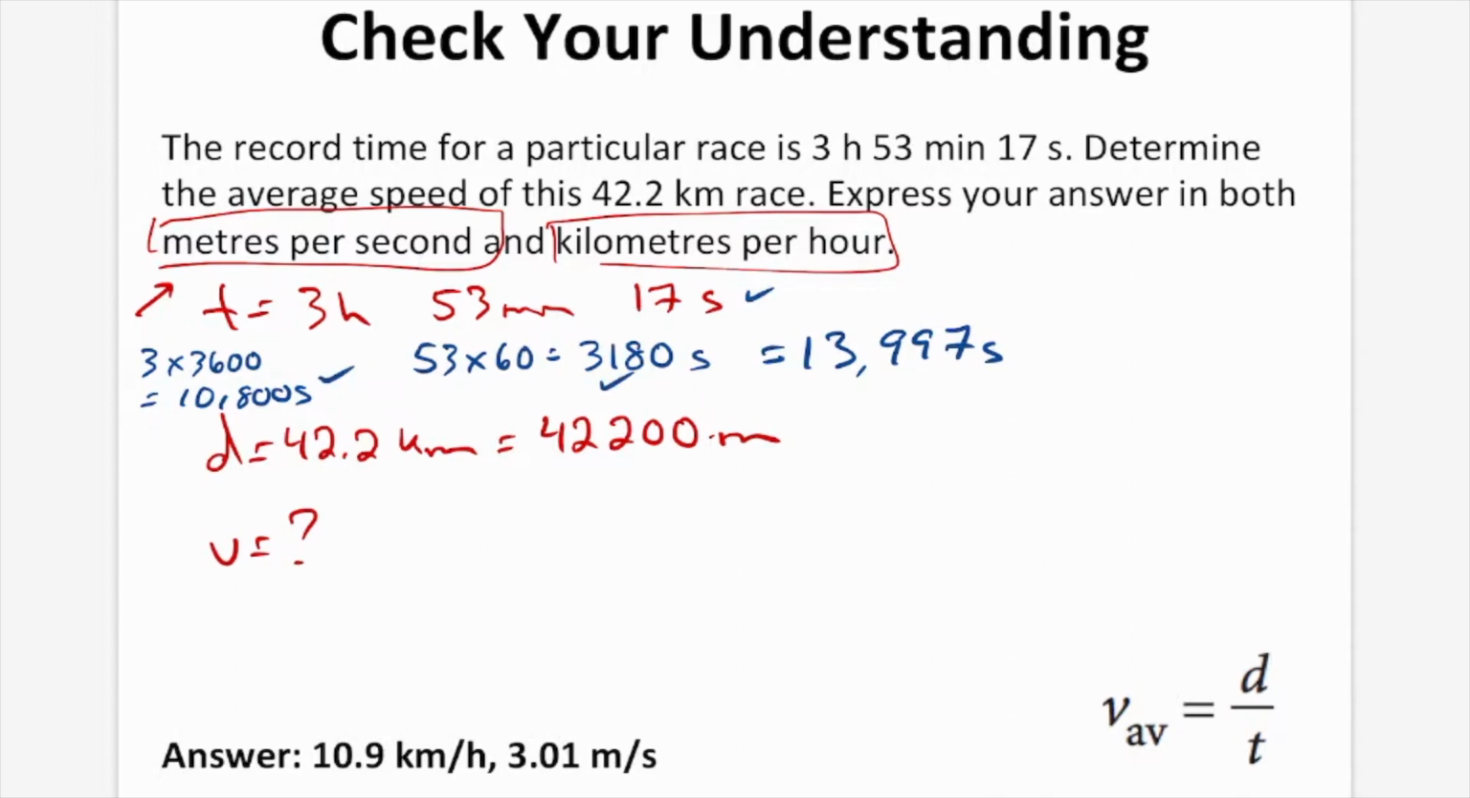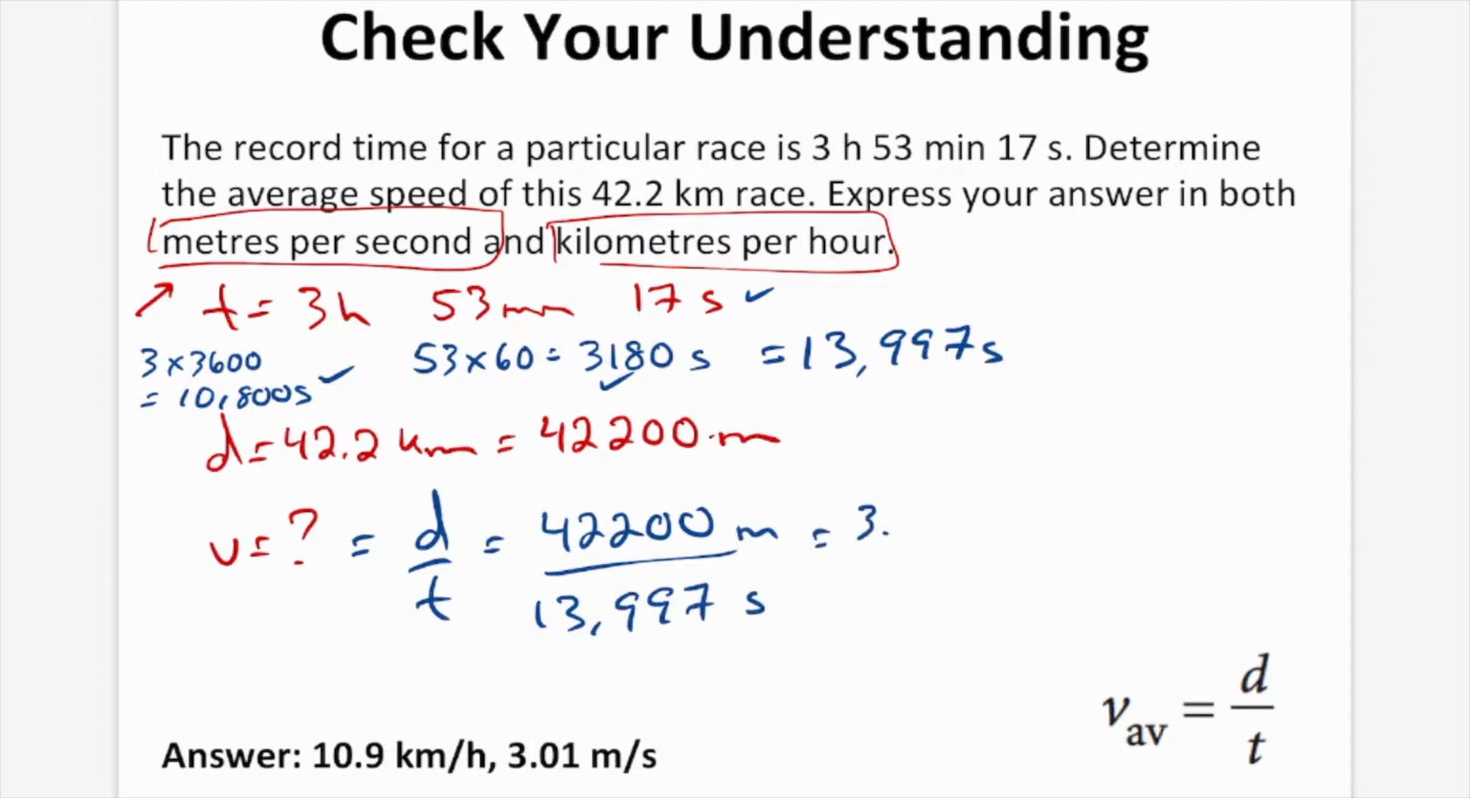So velocity is going to equal distance over time. The distance is 42,200 divided by 13,997. And that's meters, and that's seconds. And that equals 3.01 meters per second. And that's what we got here, so that's good.